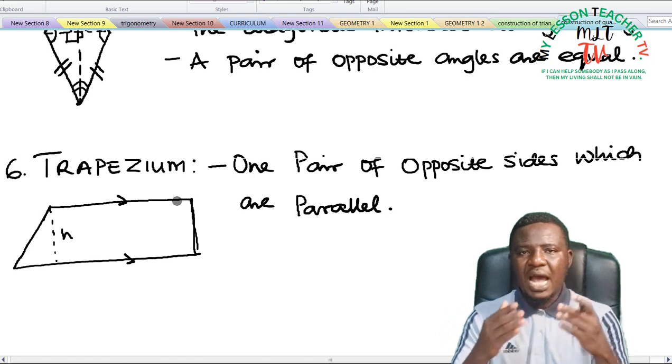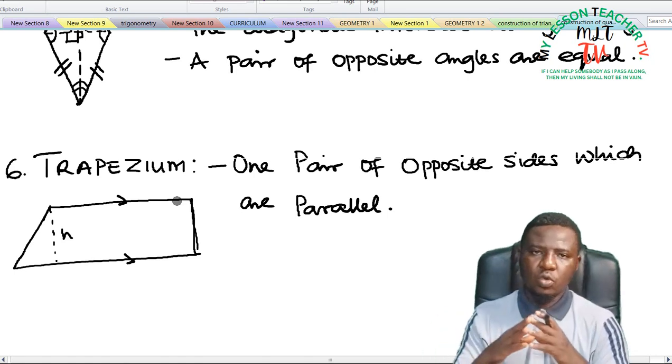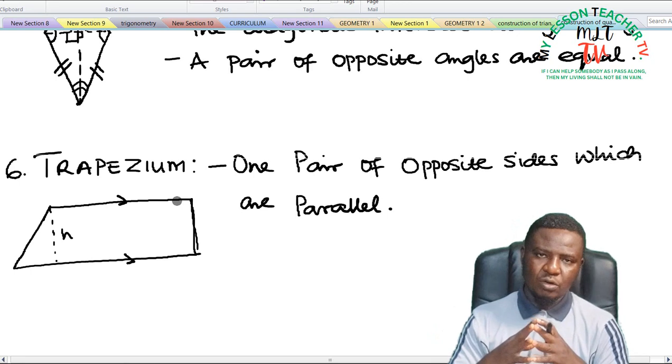So we shall be looking at how we can construct all these quadrilaterals that I have made mention of.